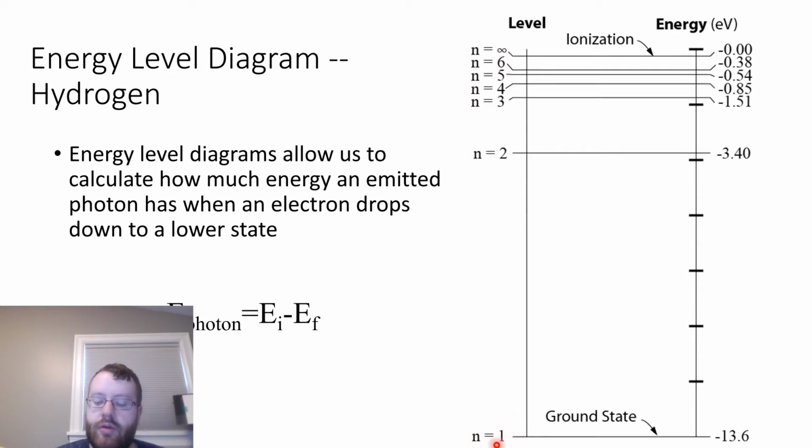So at the lowest level, at the ground state, you can see it has a minus 13.6. Now, note the unit of the energy here is in electron volts. So that's important to note. And then we have the different levels. You can see the n equals infinity is at 0. We'll talk about what that means in just a second. But that's the basic idea.